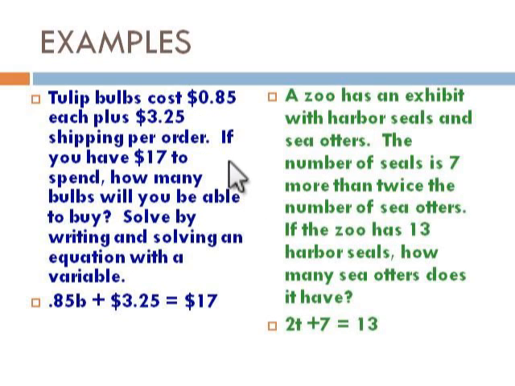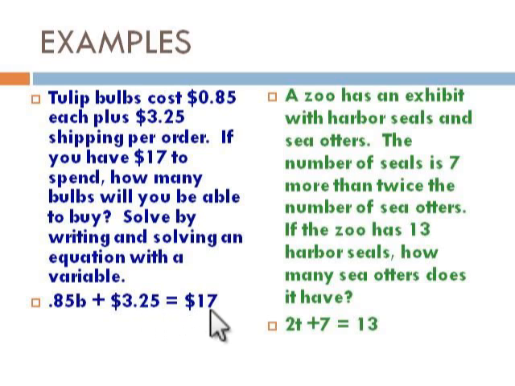Now let's look at our last 2 examples. In this one, we have tulip bulbs that we're buying. They're 85 cents apiece, and it's $3.25 to ship it. I have $17. So how many bulbs will I buy? It's 85 cents a bulb plus the shipping, and I can't spend more money than I have.